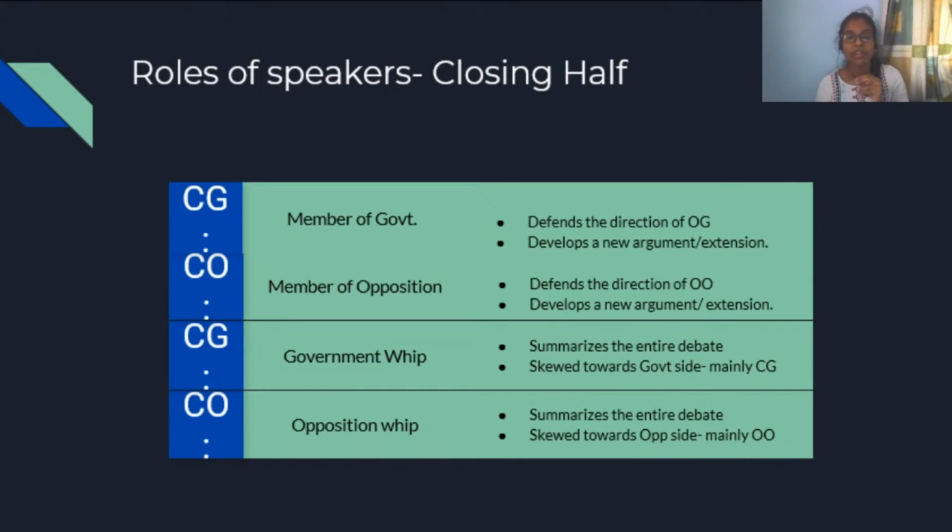This is what they'll be doing, and also both the whips will have to give strong reasons why their respective closing benches stand above the other three benches in the debate. And also a very important thing, the whips are not allowed to bring in any new arguments or cases. All they have to do is summarize the points that have already been presented. So basically, these are the roles of all the speakers belonging to the closing half. So now moving on to the next slide.